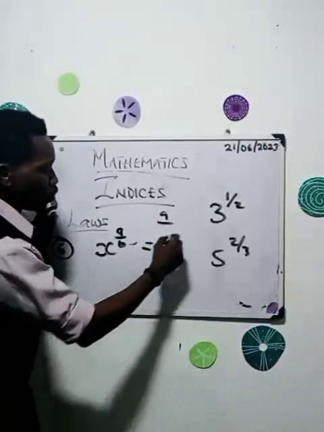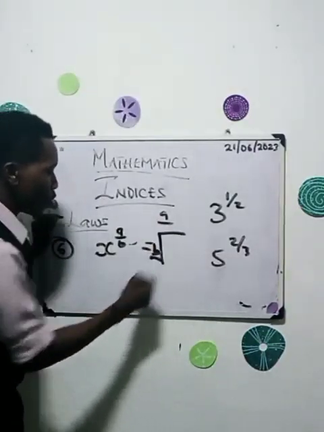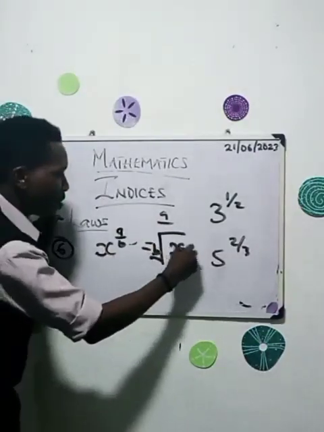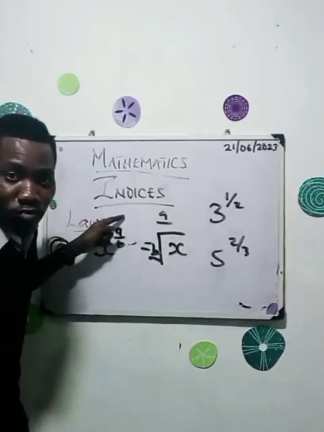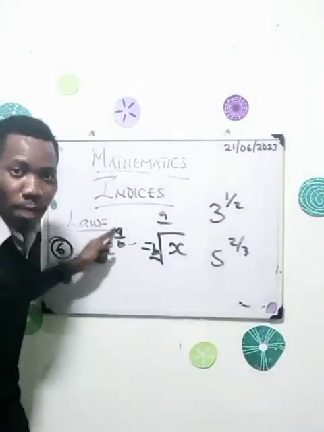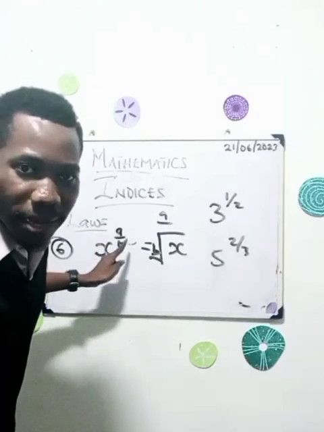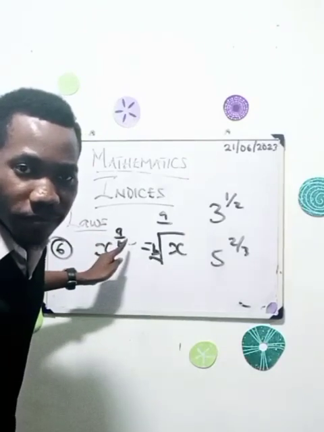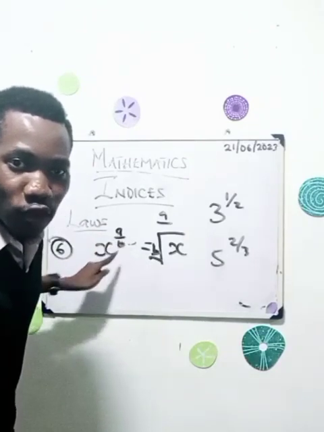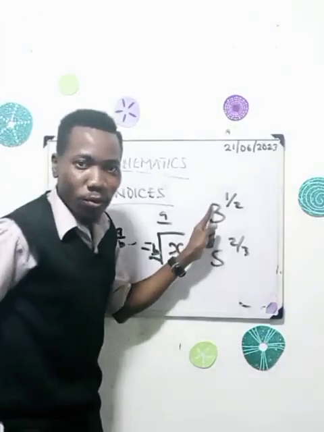So you're going to have b root of x raised to the power of the numerator, the number up. So the number up becomes power, and the number down becomes root. Are we following? So now use this as an example.